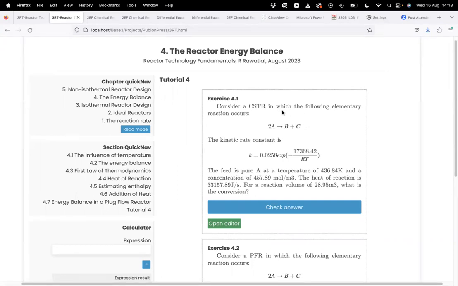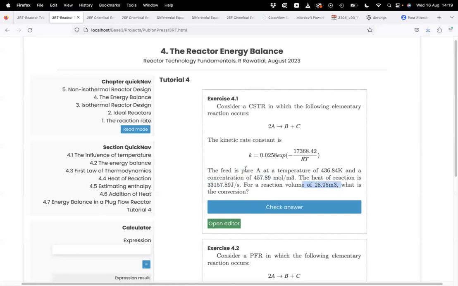So the first question says we have a CSTR and this is the reaction. It's an elementary reaction, and this is the kinetic rate constant, that's its relationship with temperature. The feed is pure A, and the temperature is this, and the concentration of that feed is this. The heat of reaction is also given here. So if your volume is this much, what's the conversion?